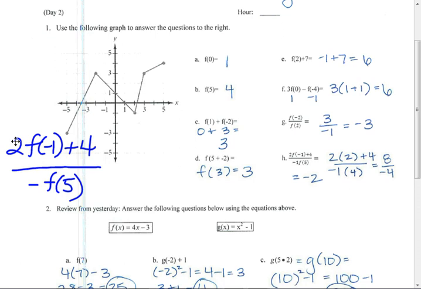What'd you get for the answer for H? I got -2. Well, let's see if they're right. They may be wrong. What's f of -1? Max? What's f of -1? Okay, I don't know.